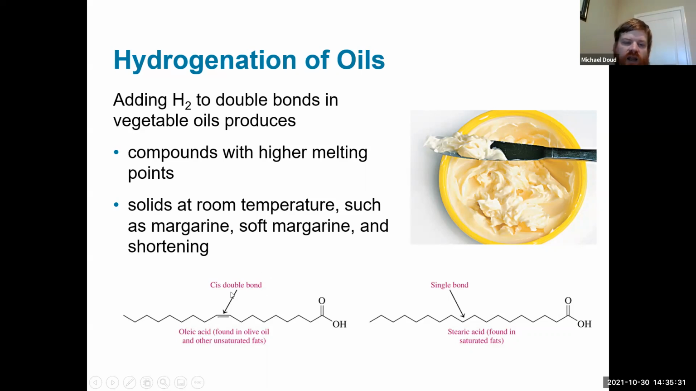So for example, oleic acid has a double bond in it. And this is something that you can get from olive oil and other vegetable oils here. If you undergo hydrogenation, you get a single bond and you form this stearic acid here. This is actually found in saturated fats, like butter, for example. And so you take something that's an oil, a liquid at room temperature, and turn it into something that's more of a solid at room temperature. For example, margarine. So there's a difference between margarine and butter. Margarine is a vegetable oil that's been chemically processed into a saturated fat, whereas butter is saturated from the beginning.